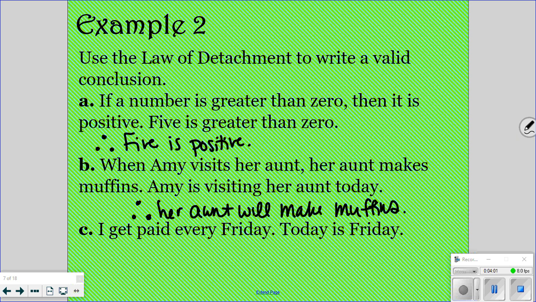Okay, so y'all try C real quick by yourself. I get paid every Friday. Today is Friday. Therefore, I get paid today. So that's how you can use the law of detachment.